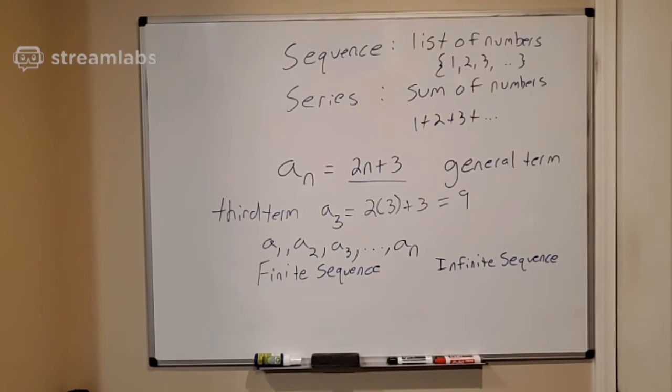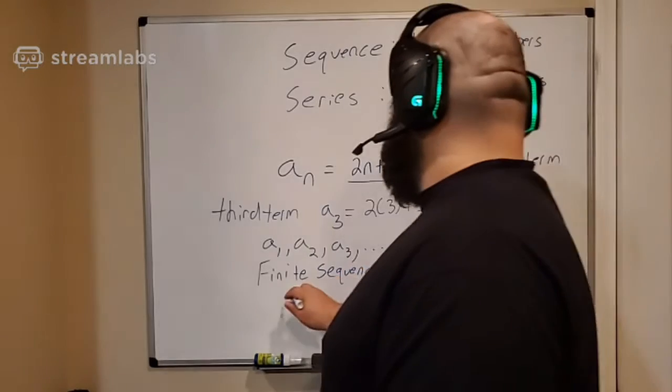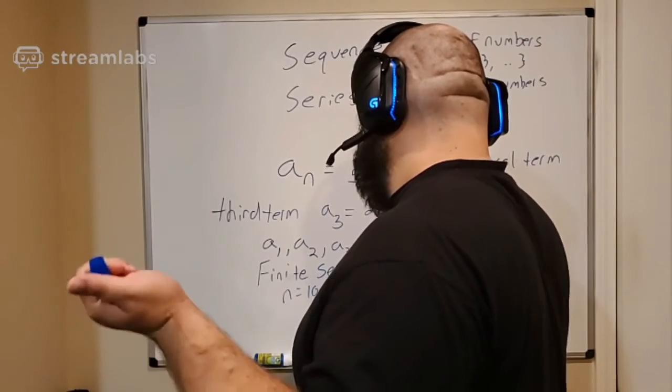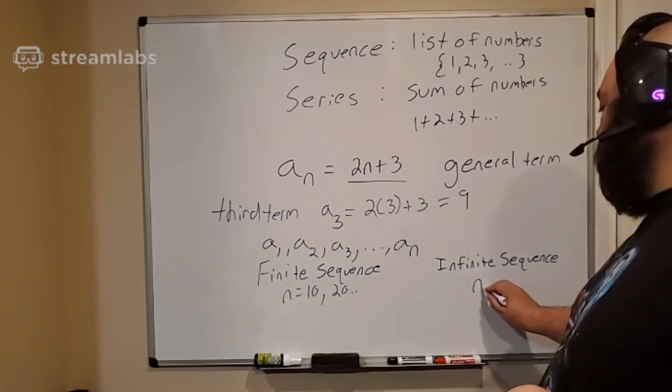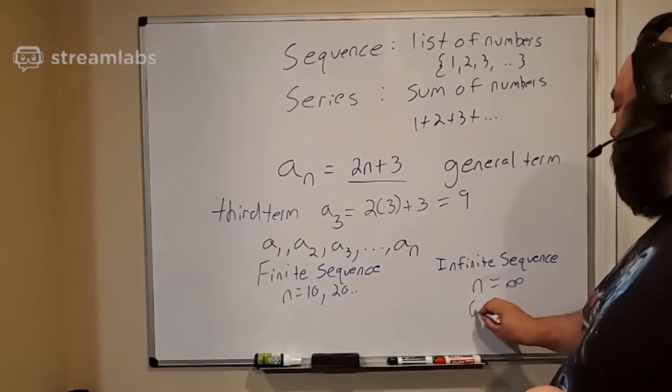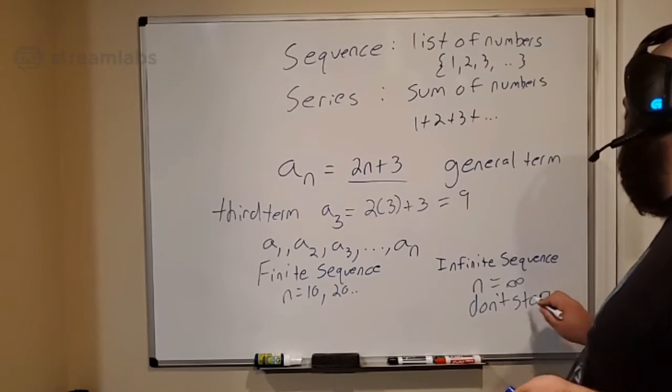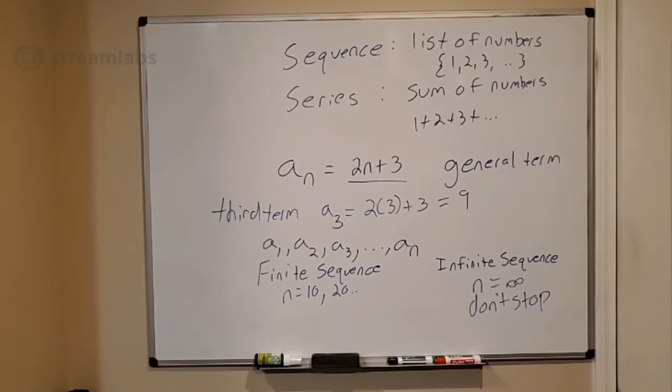So obviously, finite sequence examples of that could be like n equals 10, 20, etc. Anything we want. For an infinite sequence, n obviously equals infinity. In other words, it don't stop. And yes, I know that's improper grammar, but it don't stop. And that's how you tell the difference between your finite and your infinite series. Or, sorry, sequence.